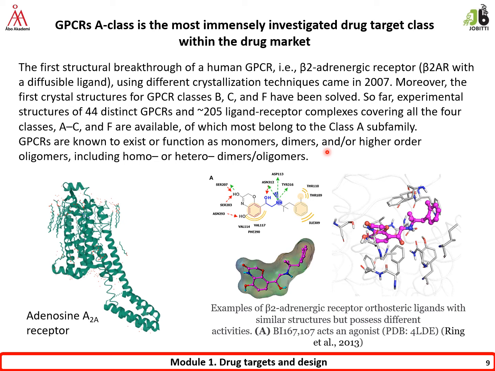Moreover, the first crystal structures for GPCR classes B, C, and F have also been solved. So far, experimental structures of 44 distinct GPCRs and 205 ligand-receptor complexes covering all 4 classes A, B, C, and F are available, of which most belong to the class A subfamily.